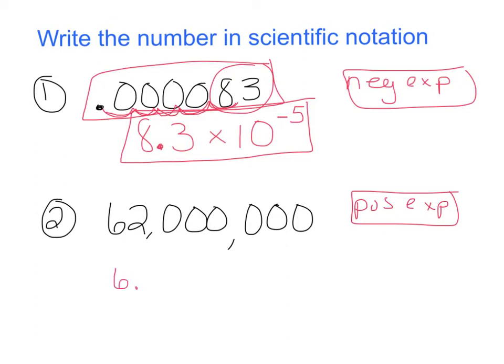So let's do the second one here. We'd start with 6.2, because it needs to be a number between 1 and 10, and 62 is not between 1 and 10. Times 10, we need to figure out the power. We'll start between the 6 and 2, and we go 1, 2, 3, 4, 5, 6, 7 places to the right. So it'd be 10 to the 7th power, and it's positive because we moved the decimal to the right. Number 1, we had to move the decimal to the left, so that's why we had a negative 5 as our exponent. And there's your answer.